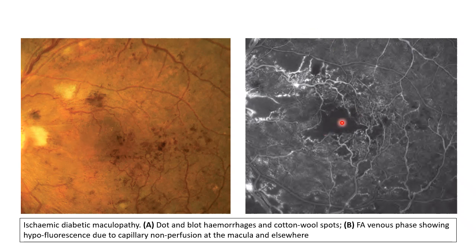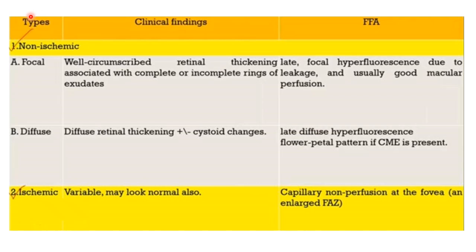And this dark thing, the technical term for it is hypofluorescence. Non-ischemic is basically when you can actually appreciate the retinal thickening or the hard exudates, and non-ischemic can be focal or diffuse, as we saw. So this one's well circumscribed. This is diffuse retinal thickening. And you can see a focal hyperfluorescence in case of focal and diffuse hyperfluorescence in case of diffuse.